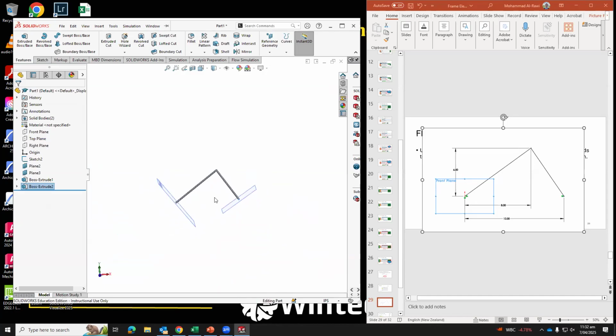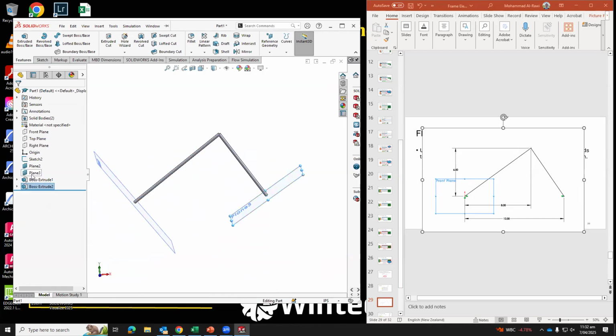So that is technically your front view, similar to the truss we were seeing before. Okay. Now I don't need plan 3 and plan 2. They are extra, not needed. Hide.